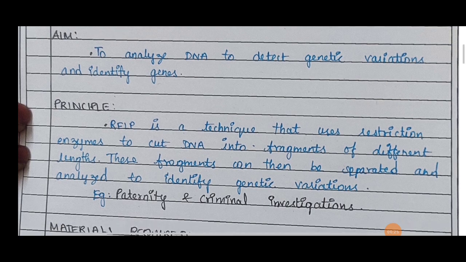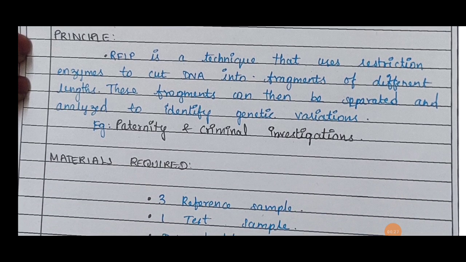Okay, then the principle of RFLP is a technique that uses restriction enzymes to cut DNA into fragments of different lengths. Then these fragments can be separated and analyzed to identify the genetic variations. Examples for this RFLP are majorly paternity testing and criminal investigation. This RFLP is majorly used there.